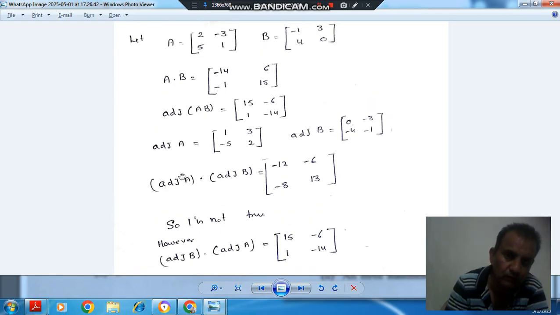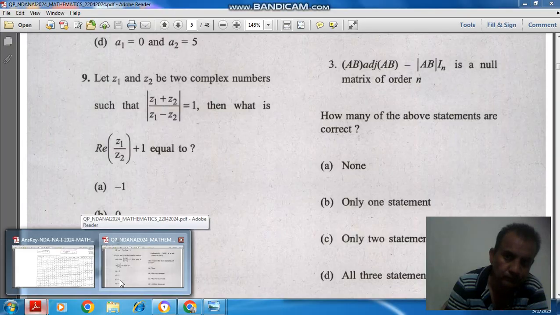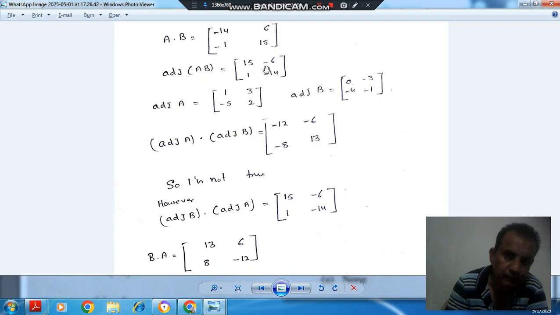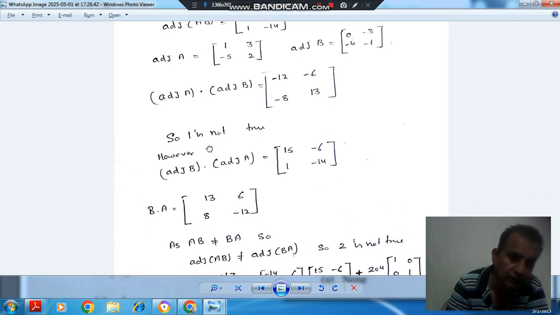So adjoint A multiplied by adjoint B is this, but adjoint AB is 15, -6, 1, -14. So these are not equal, so the first statement is not true. But if we find adjoint B times adjoint A, reversing the order, then we will get the same matrix. So the real formula is adjoint AB is equal to adjoint B adjoint A, not adjoint A into adjoint B. So the first is not true.